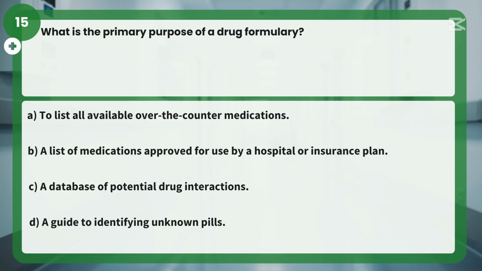Question 15. What is the primary purpose of a drug formulary? A. To list all available over-the-counter medications. B. A list of medications approved for use by a hospital or insurance plan. C. A database of potential drug interactions. D. A guide to identifying unknown pills.